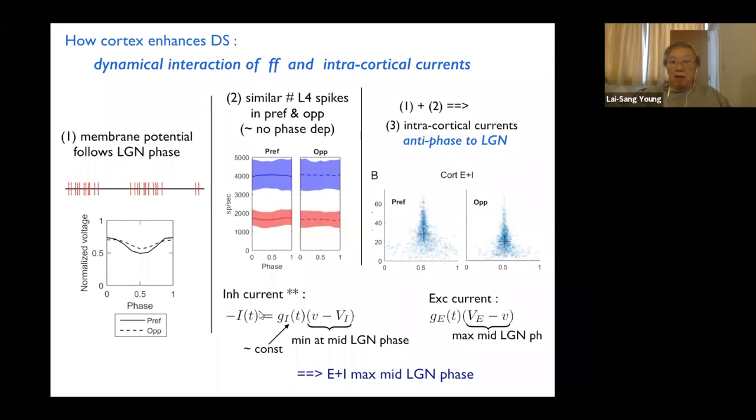Okay, look at the I current. Let's look at minus I so that I deal with positive numbers. The conductances are constant as a function of phase. There's no phase recognition, so it's constant. But if you look at V minus V_I, this is V, V_I is down here. Of course, it's smallest at mid-phase, which means that minus I is maximum at mid-phase. So just because of that function, and this is a constant. If you look at the E current, it's the same. So this is a constant. Now V_E is up here, minus that is maximum again at mid-phase. So the intracortical currents are maximum at mid-phase. So when the LGN current is lowest, that is exactly when the cortical currents peak.